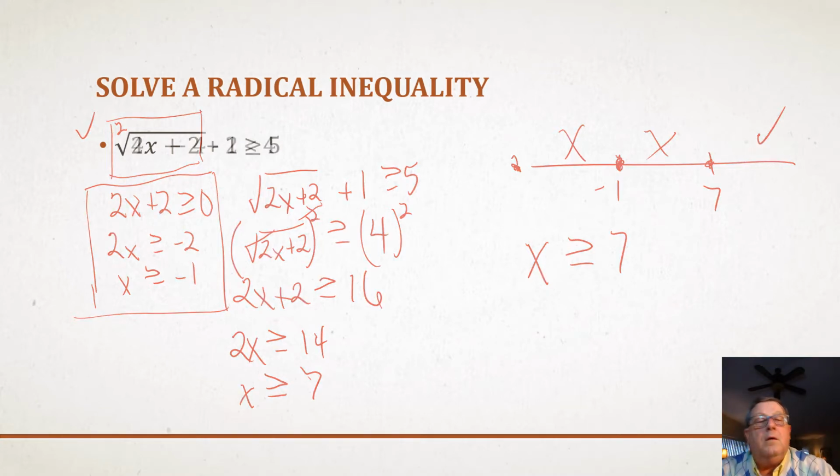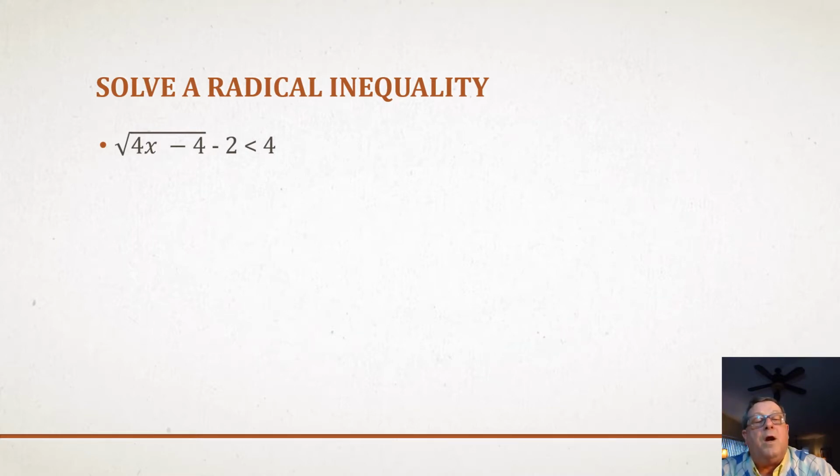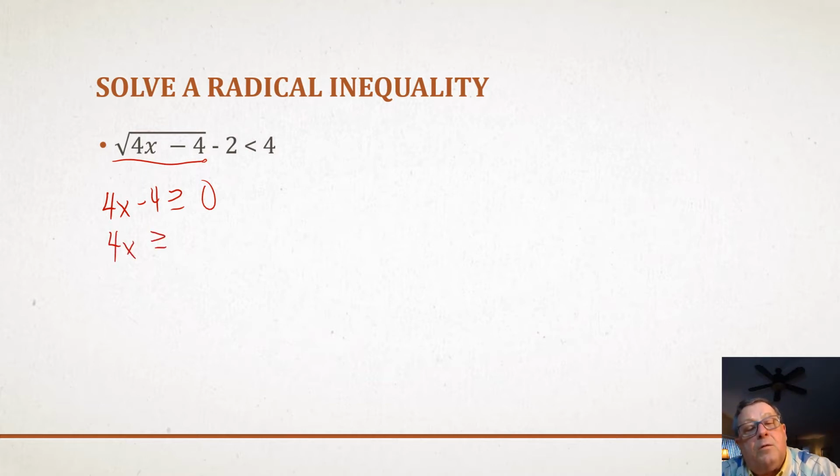Let's look at one. All right, so now we got the square root of 4x minus 4, and then minus 2. Question being, is that less than 4? So what's step 1? Step 1 is I'm going to deal with that radicand. And I'm going to set that as 4x minus 4, and it must be greater than or equal to 0. Well, let's add 4 to both sides. So we got 4x is greater than or equal to 4. Then we're going to divide by 4. So here we got a test point being x is greater than or equal to 1.